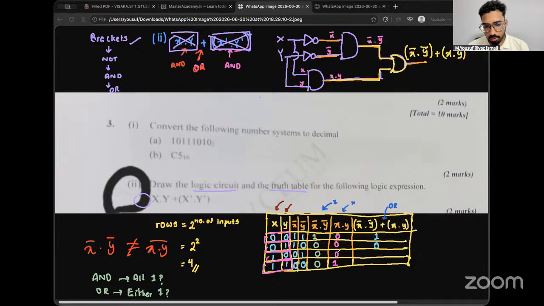The third row, is either one of the inputs one? No. The last row, is either one of the inputs one? Yes. So I had one. So the result is going to be something like this. This is how your truth table would be. Got it? Perfect.